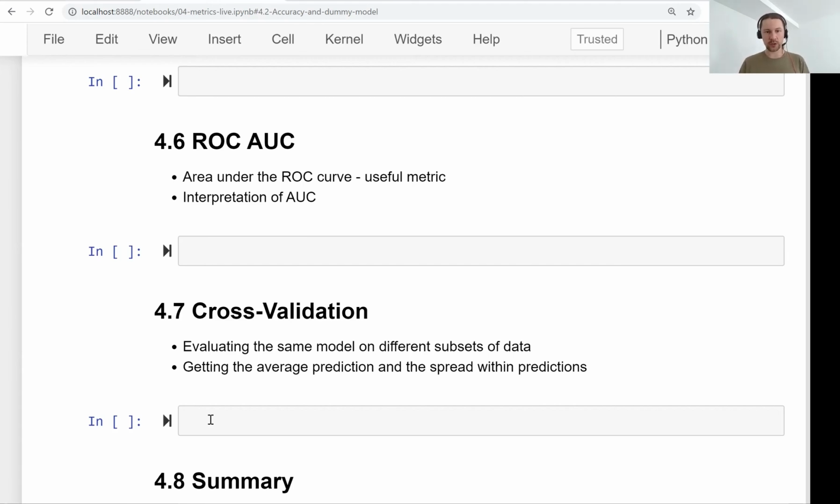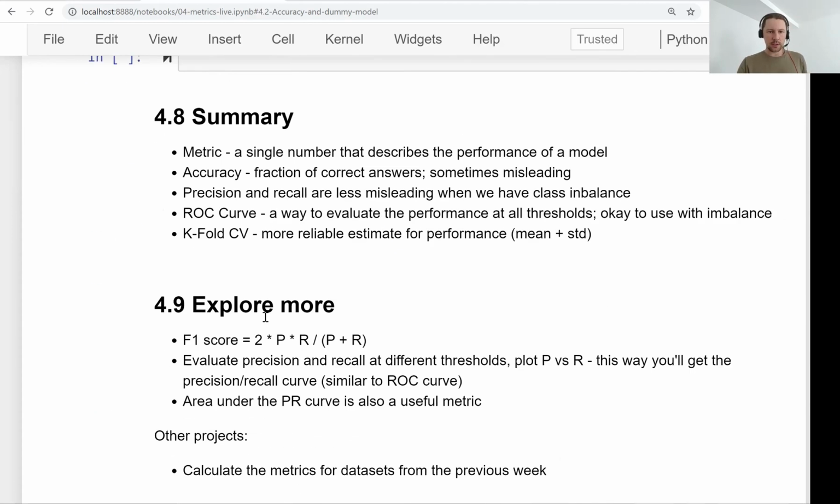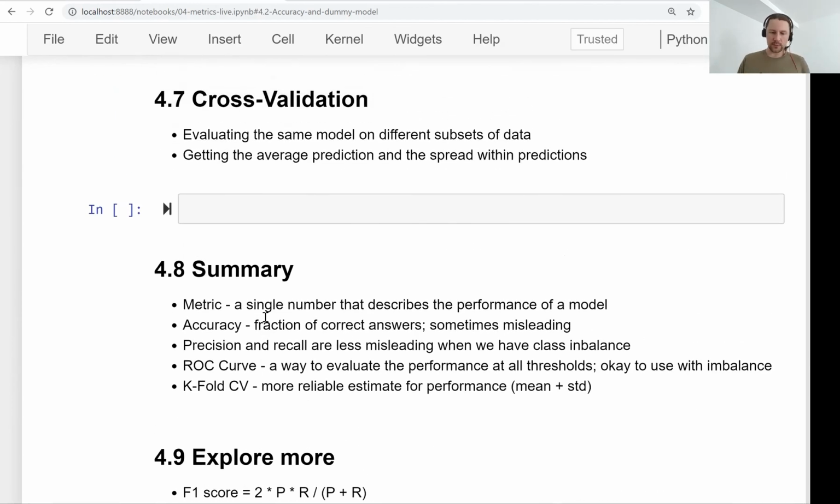And then we will finish this week by talking about cross-validation, which is a way of validating your model. Previously we were just holding out a part of the data and using it for validation. Cross-validation is a bit more involved approach, but it has advantages and disadvantages. And we will talk about that in this lesson. So that's the plan for this week.